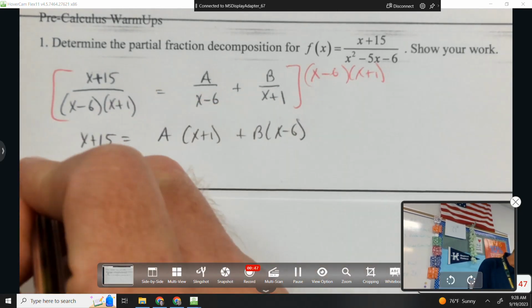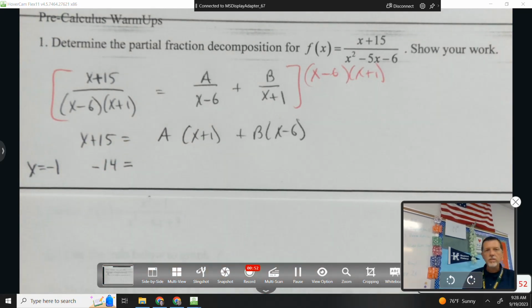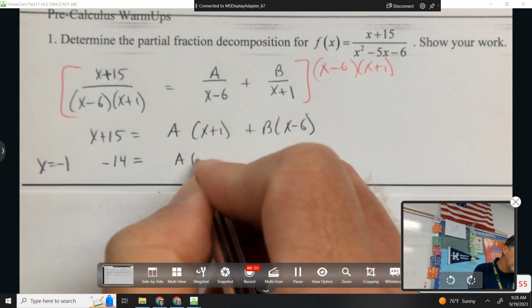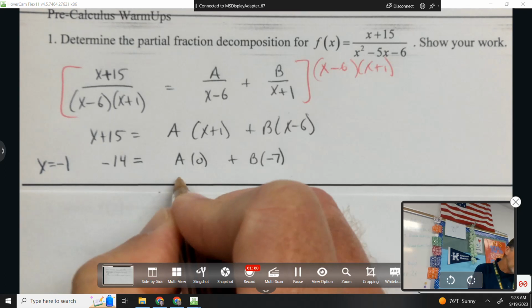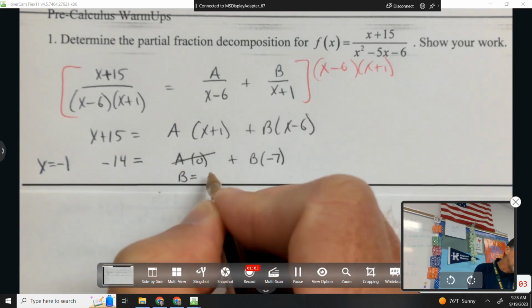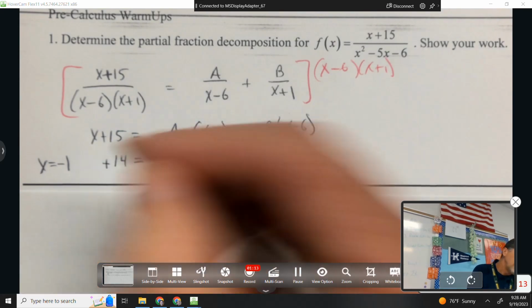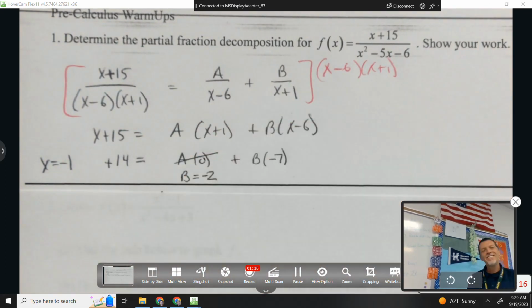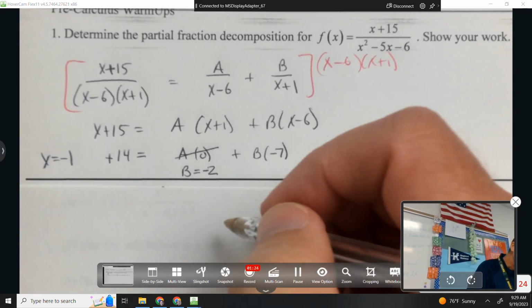So let's try x equals negative 1. So negative 14 equals a times 0 plus b times negative 7, which means b equals 2. How is it negative 14? Wouldn't it be positive 14? I mean, yes. Thank you for catching me early, though, rather than finishing the problem. So b is negative 2.